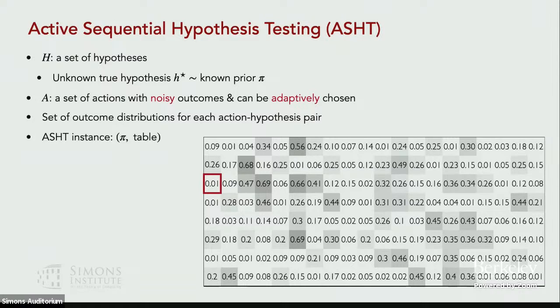Before I move on, I want to highlight that the outcome distribution can be more than Bernoulli in our work. It can also be applied to Gaussian distributions, but for the simplicity of this talk, I'm going to be focusing on the Bernoulli case throughout. Having stated the input to the ASHT problem, what is the objective? I know the set of hypotheses, I'm given the set of actions, and I also know the outcome distributions that I will observe once I perform an action. The goal is to identify the unknown true hypothesis H star with high probability at minimum expected cost. Without the cost constraint, this problem is trivial.